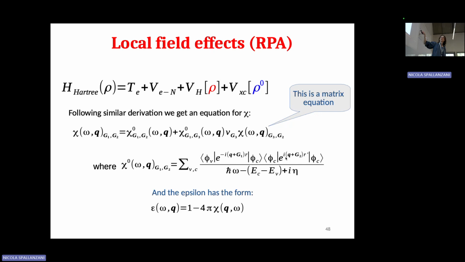It's a Dyson equation for chi that can be inverted, and then with this we can calculate the dielectric function. But in this case, by letting the density vary in the electric potential, we are including the non-local field effects. So we are doing the independent particle approximation with the local field effects.